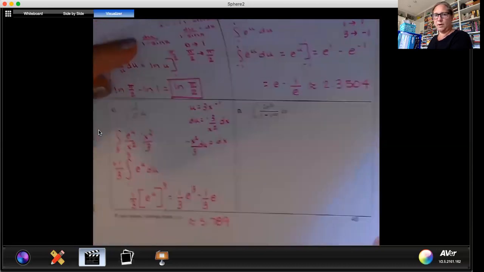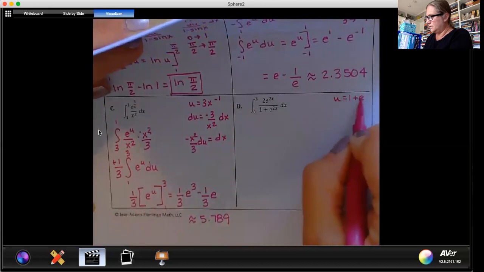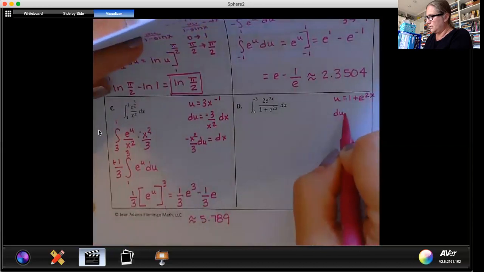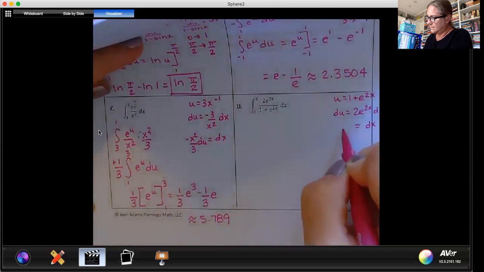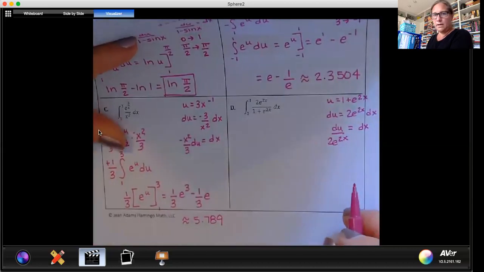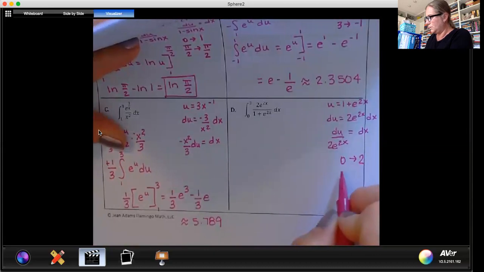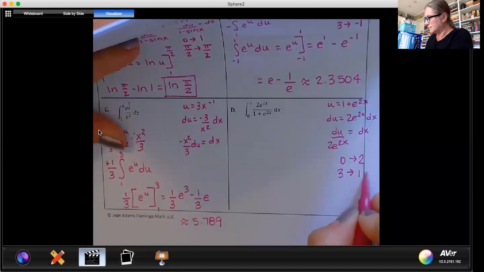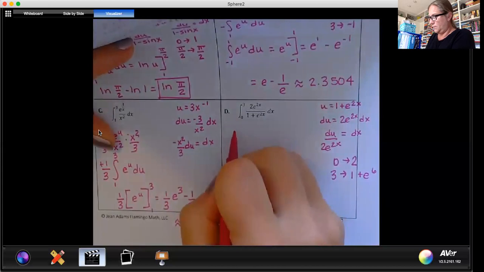And the last one here, part D, u is 1 plus e to the 2x. du is 2e to the 2x dx. So dx is du over 2e to the 2x. Changing your bounds, 0 becomes 2. 3 becomes 1 plus e to the 6th. So antiderivative from 2 to 1 plus e to the 6th.